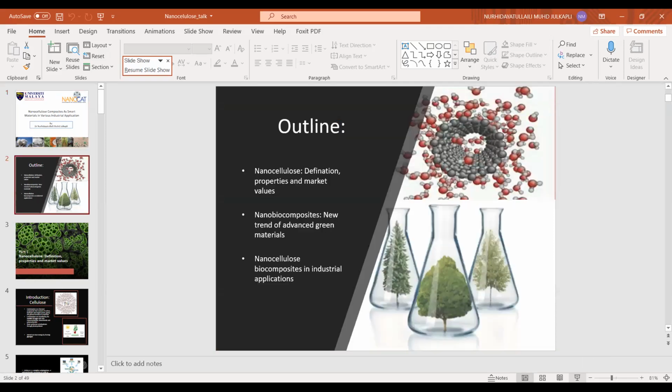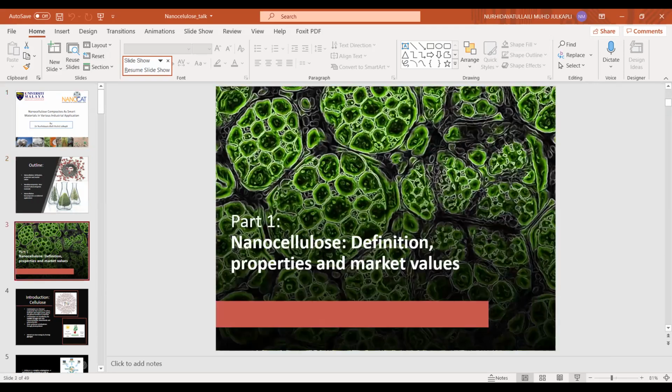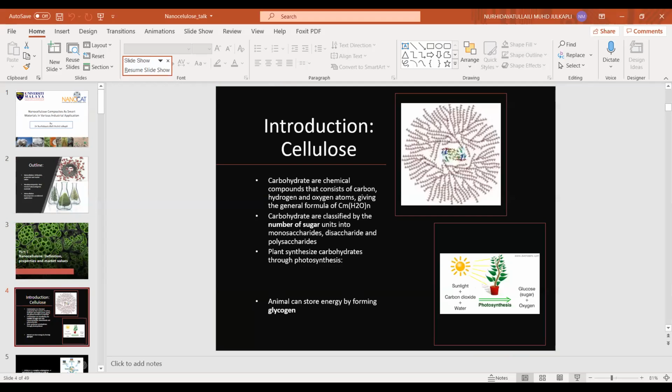Before we talk about nanocellulose, let me give an introduction about its mother, which is cellulose. Cellulose is a compound that consists of hundreds to thousands of carbon, hydrogen, and oxygen atoms, and is one of the compounds of the carbohydrate. Carbohydrates can be classified by the number of sugar units. The sugar unit, which we call glucose, is the monomer, the smallest unit of cellulose.